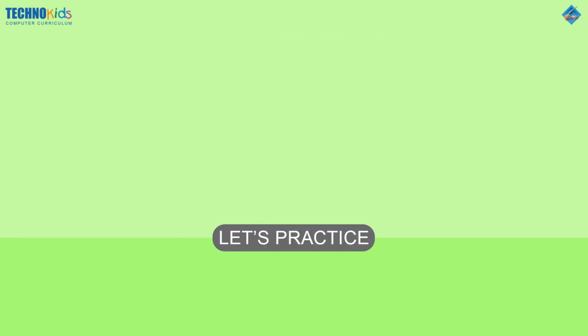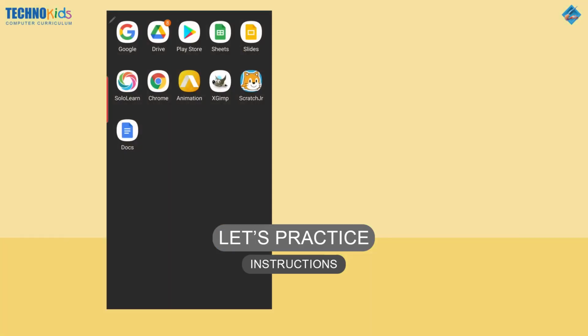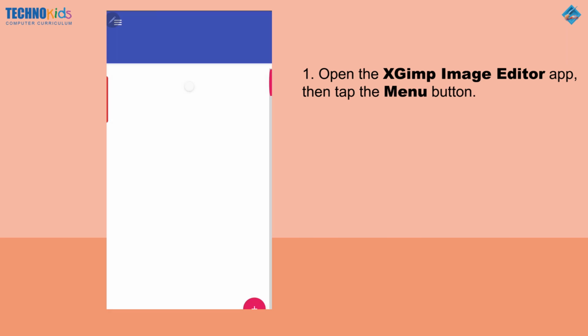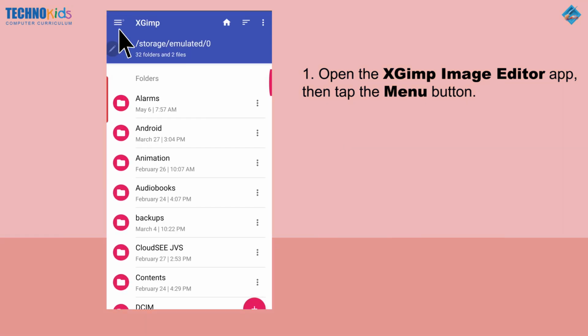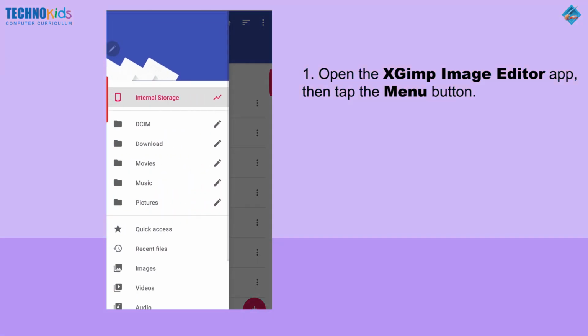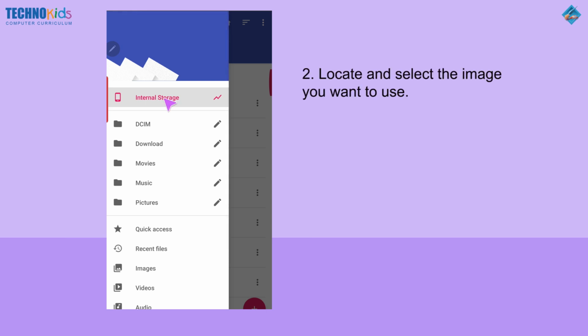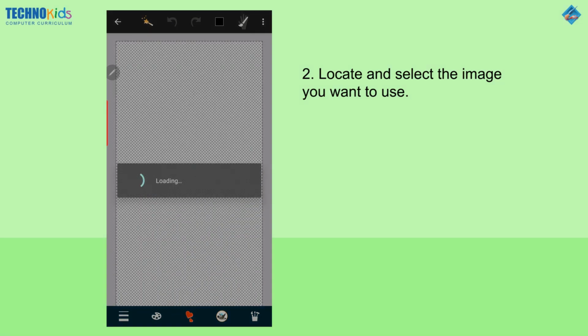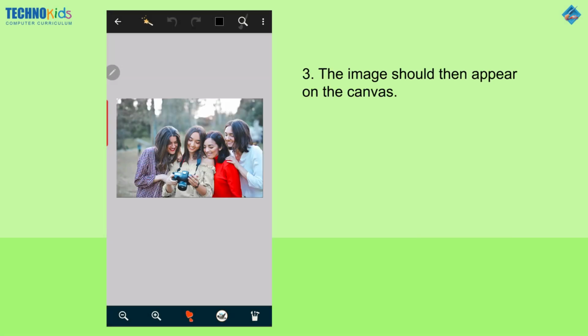Let's practice. Instructions. Number 1. Open the XGimp image editor app. Then tap the menu button. Number 2. Locate and select the image you want to use. Number 3. The image should then appear on the canvas.